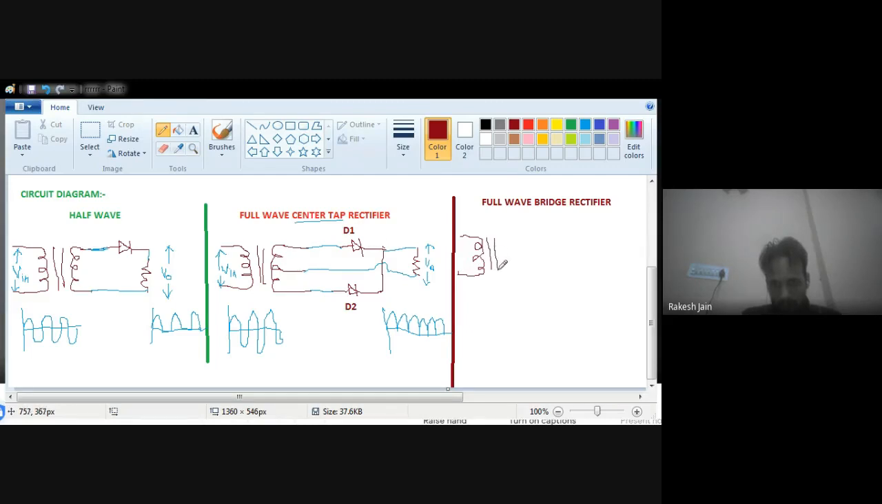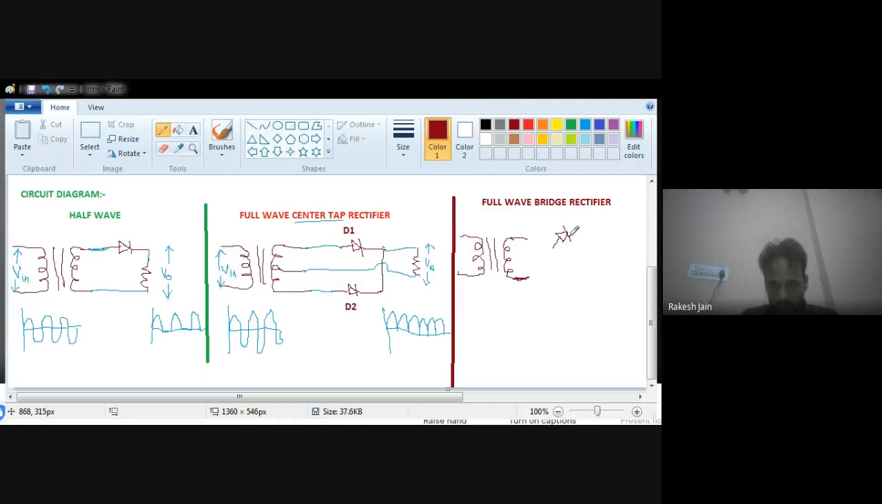This is a simple transformer. Now, what kind of four diodes do we require? So, how do we connect those diodes? The four diodes are all connected in a bridge manner.